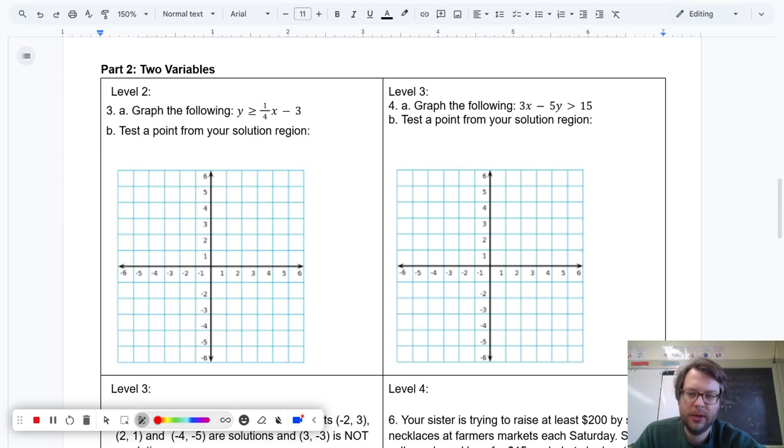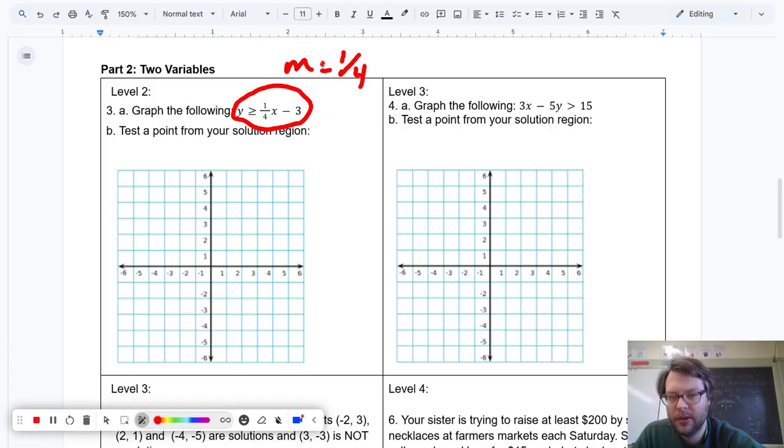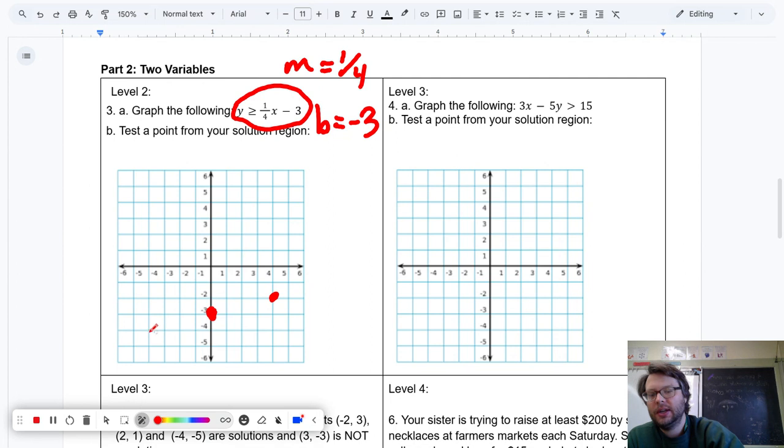All right, so we're working on the two variable inequalities now. I'm looking at this problem here where y is greater than or equal to a quarter x minus 3. And I can see that the slope is right there in the problem, 1/4, rise 1, run 4. The y-intercept is right there in the problem, -3. So I can start with a dot right there on the y-axis, and then I can go up 1 and over 4. I'm going to connect those dots with a solid line.